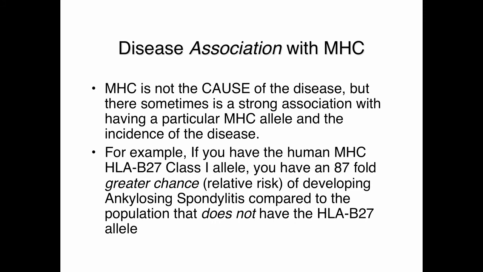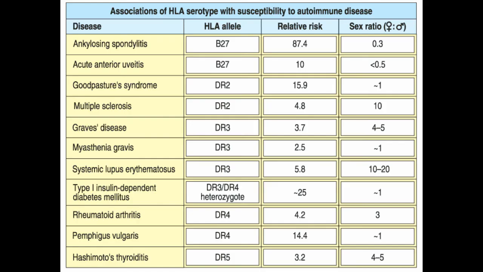The important thing to realize when you're thinking about the disease association with MHC molecules is that the MHC molecule itself is not the cause of the disease, but there's often a strong association with having a particular MHC allele and the incidence of that disease. And this is just a table illustrating a variety of different autoimmune diseases where different MHC alleles, for both MHC class 1 as well as MHC class 2, confer a change in your relative risk of getting these various autoimmune diseases.